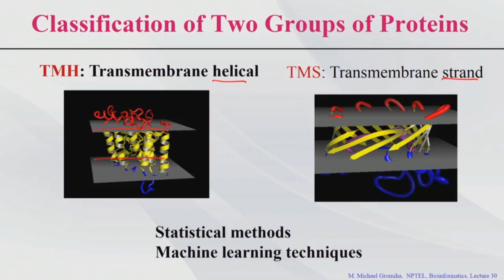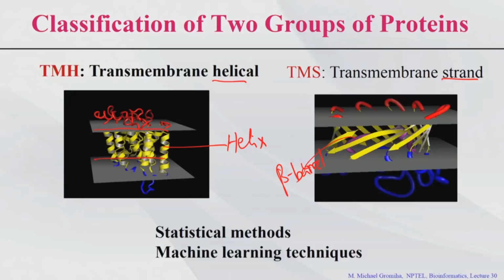Here we discuss two different types of membrane proteins. This one, inside the membrane, is helical, so this type of proteins we call transmembrane helical proteins. The second type, here, is a protein which contains a beta barrel, so these proteins we call transmembrane beta barrel proteins or transmembrane strand proteins. The abbreviations I use are TMH and TMS. If you have a pool of proteins, can we identify which belong to the helical ones or which belong to the strand ones?